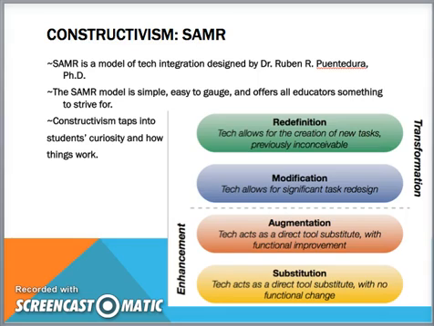Constructivism, SAMR. SAMR is a model of tech integration designed by Dr. Ruben R. Puentedura, PhD. The SAMR model is simple, easy to gauge, and offers all educators something to strive for. Constructivism taps into students' curiosity and how things work. They want to ask why, and they want more of an understanding instead of just going home thinking, oh, I just need to memorize these for the test and then I can forget about it later on. SAMR stands for substitution, augmentation, modification, and redefinition.